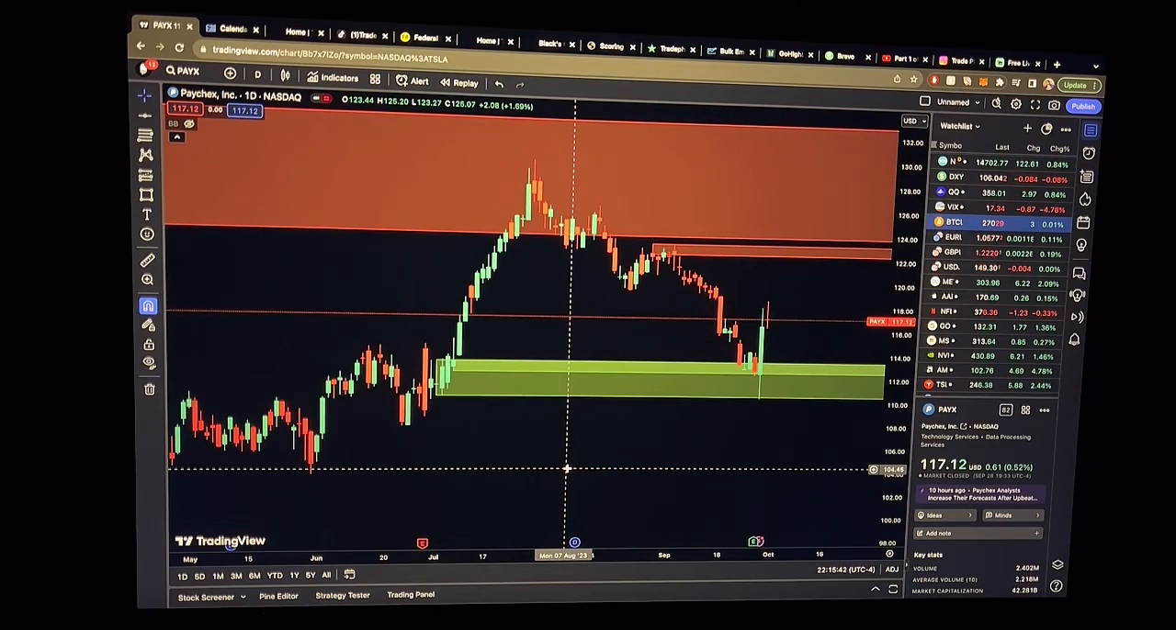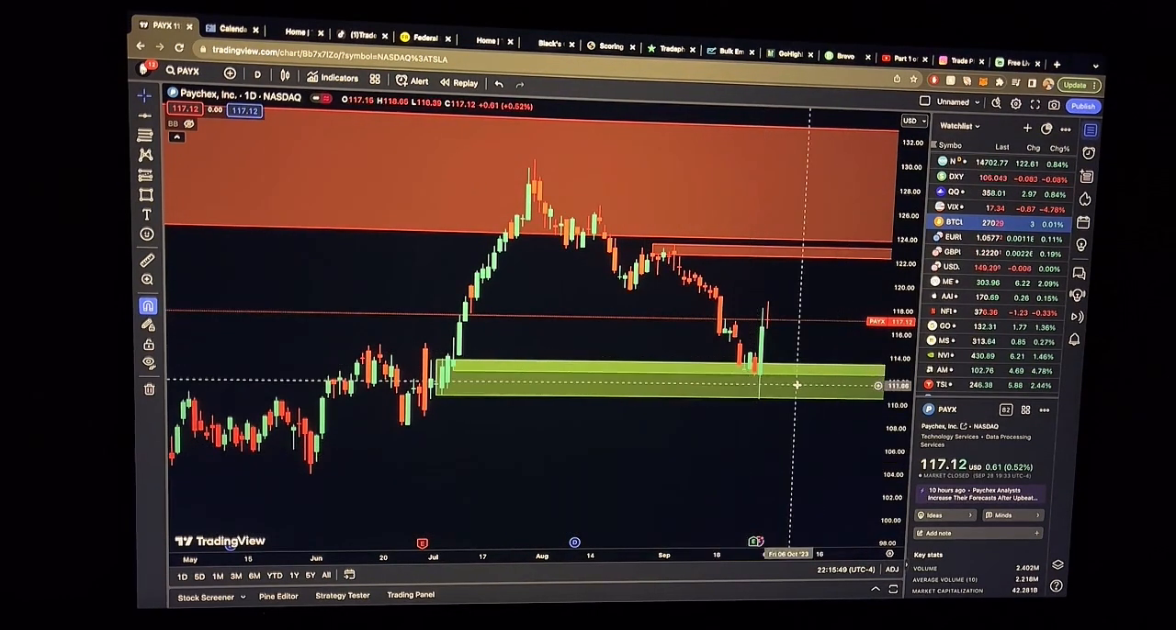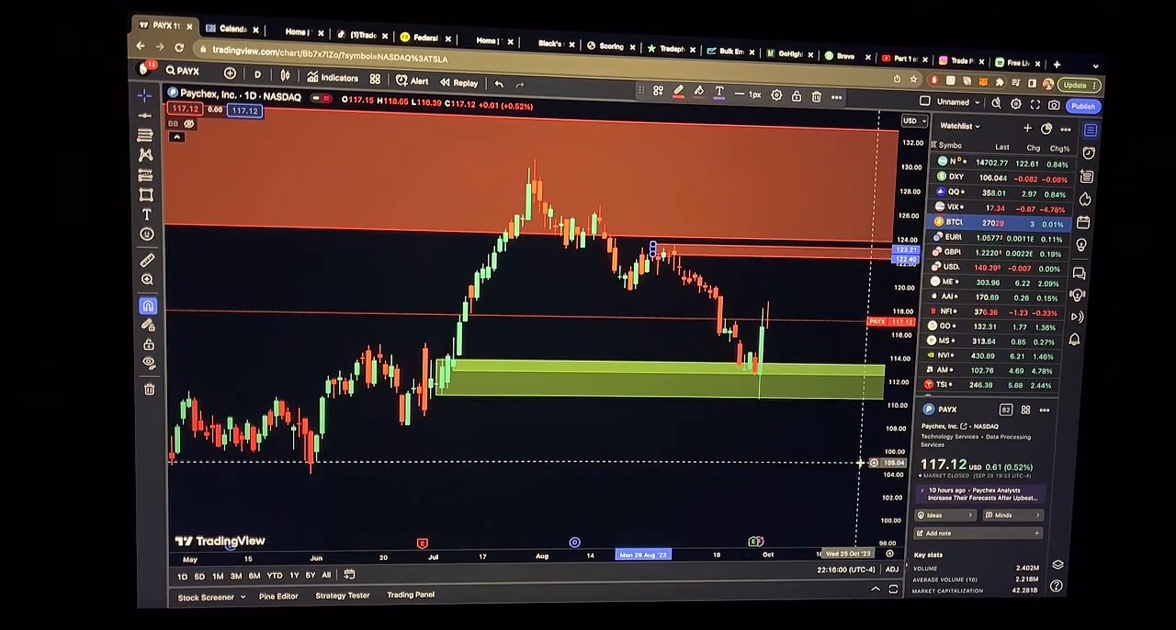This is Paychecks. And they had their earnings yesterday. It's interesting because it did bounce right out of the demand zone, right? But as I told you guys, I've been treating demand zones a little bit cautiously just because of the whole market, right? The whole market being very sentimental right now. Yeah, I think that's reasonable. If it gets back up here to the 122.40, that would be an interesting option.